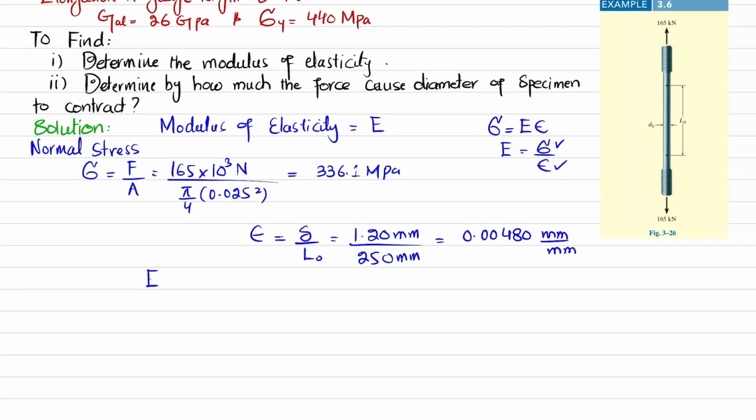E is equal to stress over strain. So E is 336.1 into 10 to the power 6 Pascal divided by strain, which is 0.00480. When you solve this, you will get 70 gigapascal. So this is the answer of our first part.